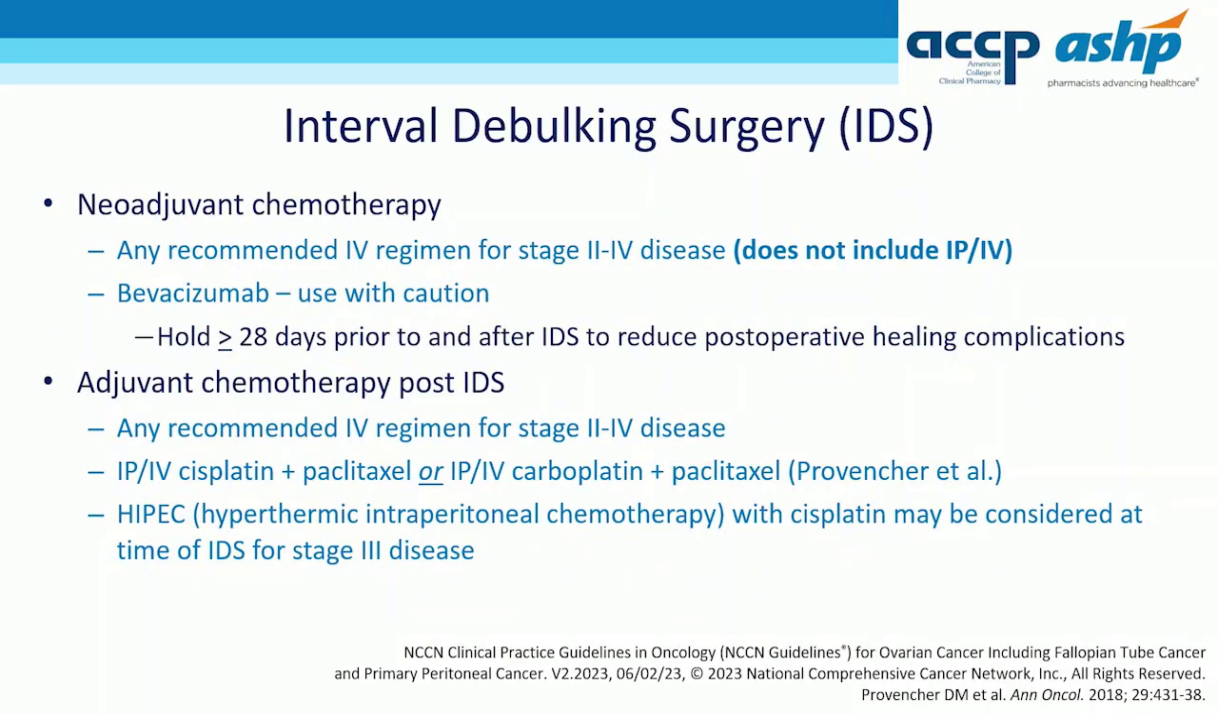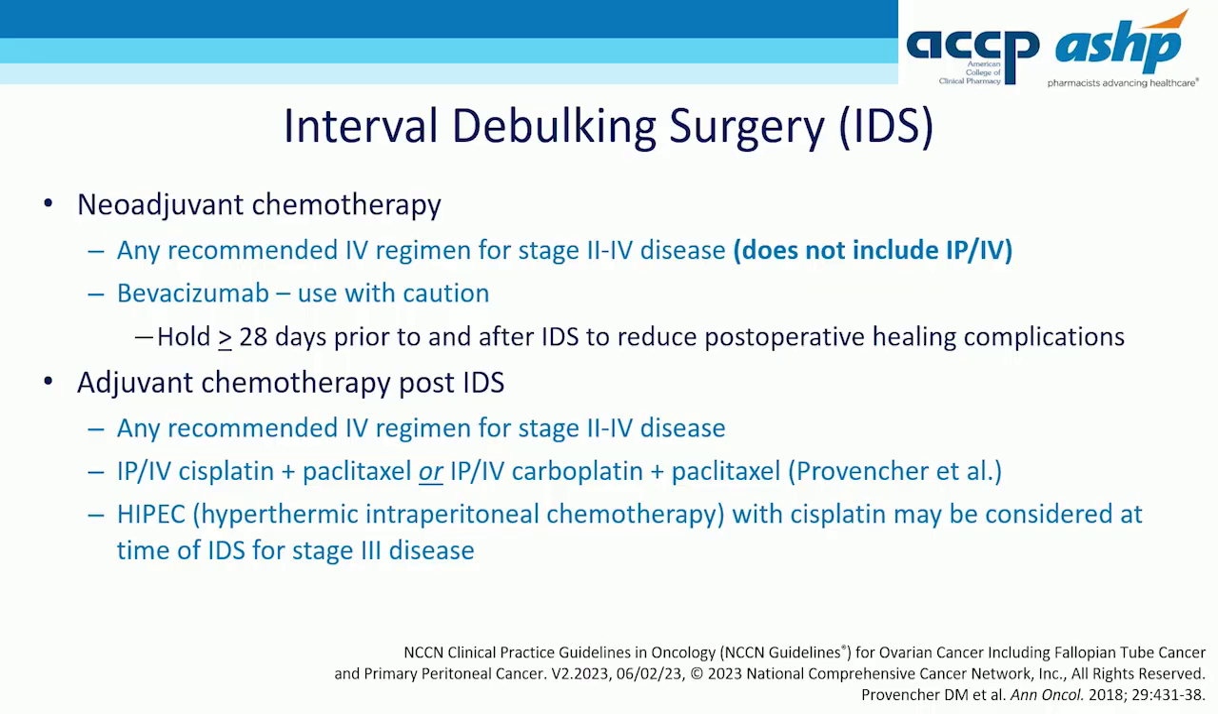And so after interval debulking surgery, what are our options for chemotherapy in the neoadjuvant setting or also the adjuvant setting after their interval debulking surgery? So for neoadjuvant, we really can use any of our IV regimens that are for stages 2 through 4 disease, with the exception of that IP/IV regimen, because we do need to have the patient optimally cytoreduced before that's an option. Now, one thing to consider, we often do use bevacizumab for these patients in their upfront chemotherapy, but we do need to hold it around the time of surgery. So if we remember, we need to hold for 28 days prior to and after surgery.